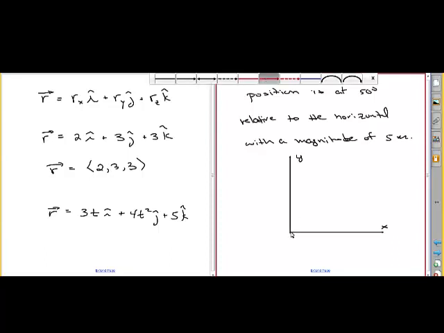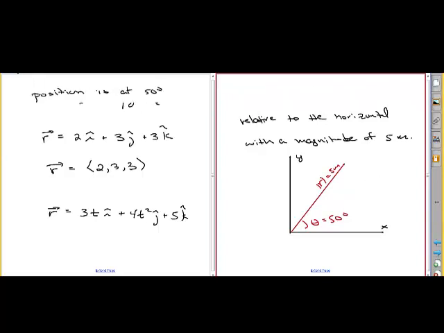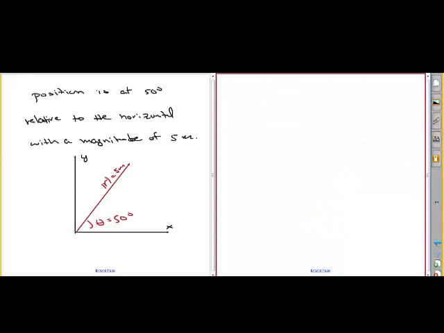We would have this position vector which would start at the origin and point from the origin to the point in space, and 50 degrees is like that. And so the magnitude of this vector is 5 meters from the origin. And the orientation theta is 50 degrees. So how would we rewrite that in terms of this position vector notation?